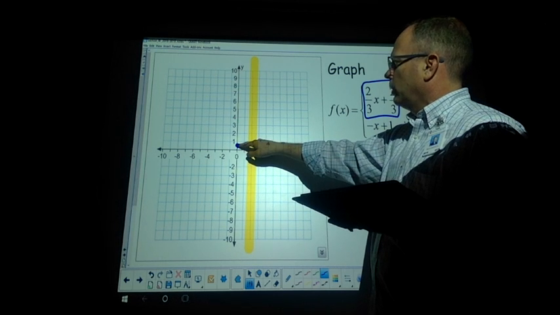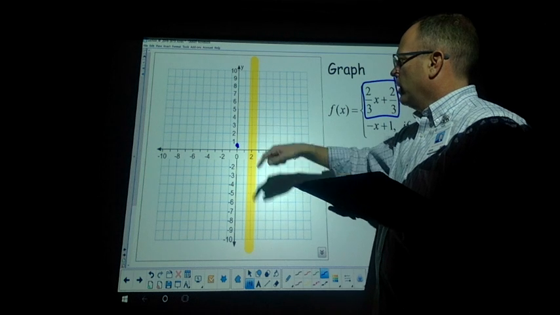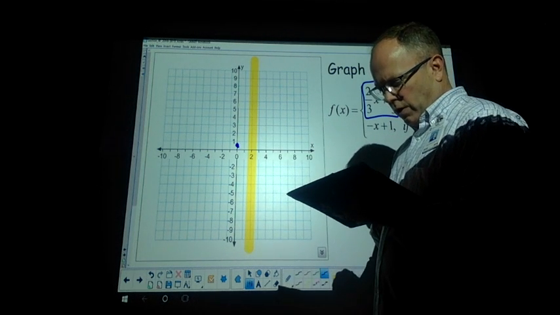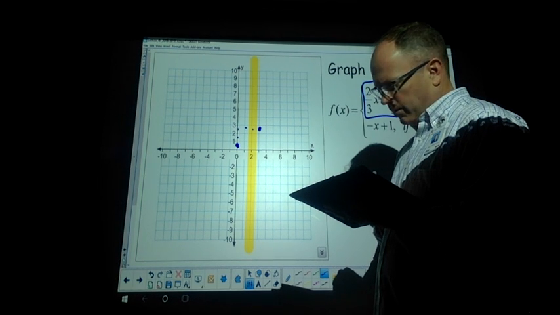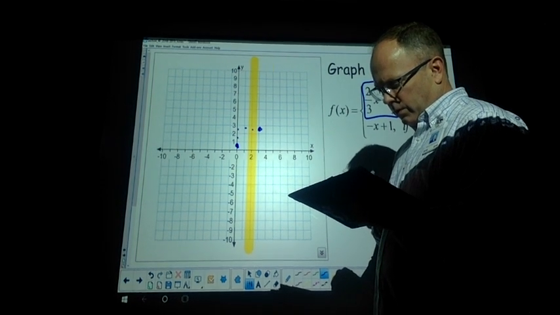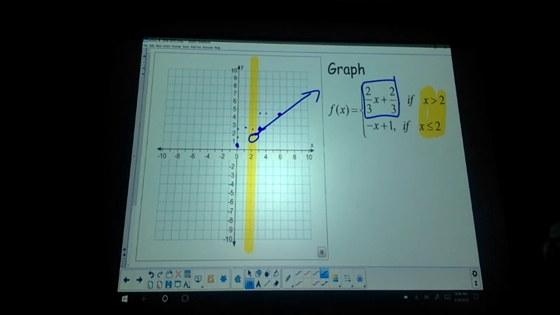I'm going to go up 2. So ready? 1, 2, and then right 1, 2, 3. So up 2, starting out. All right, does that make sense how I just drew that line? I found I had a y-intercept of 2/3.